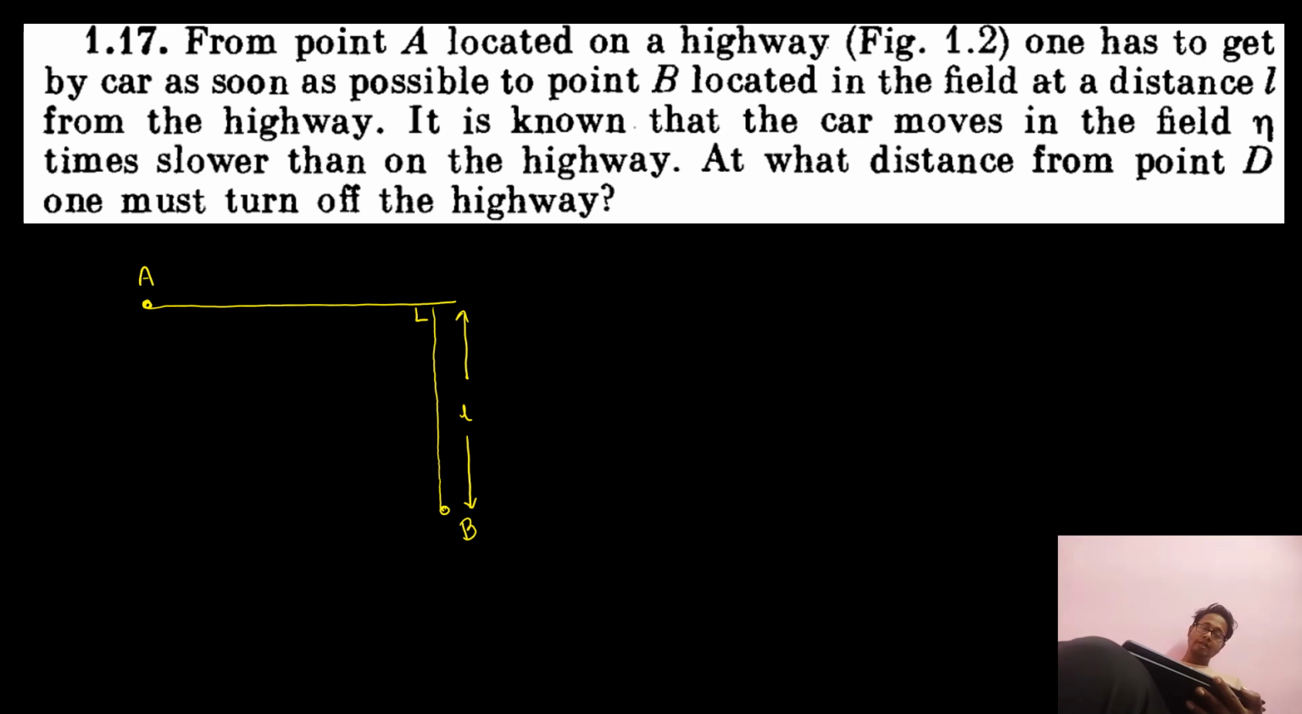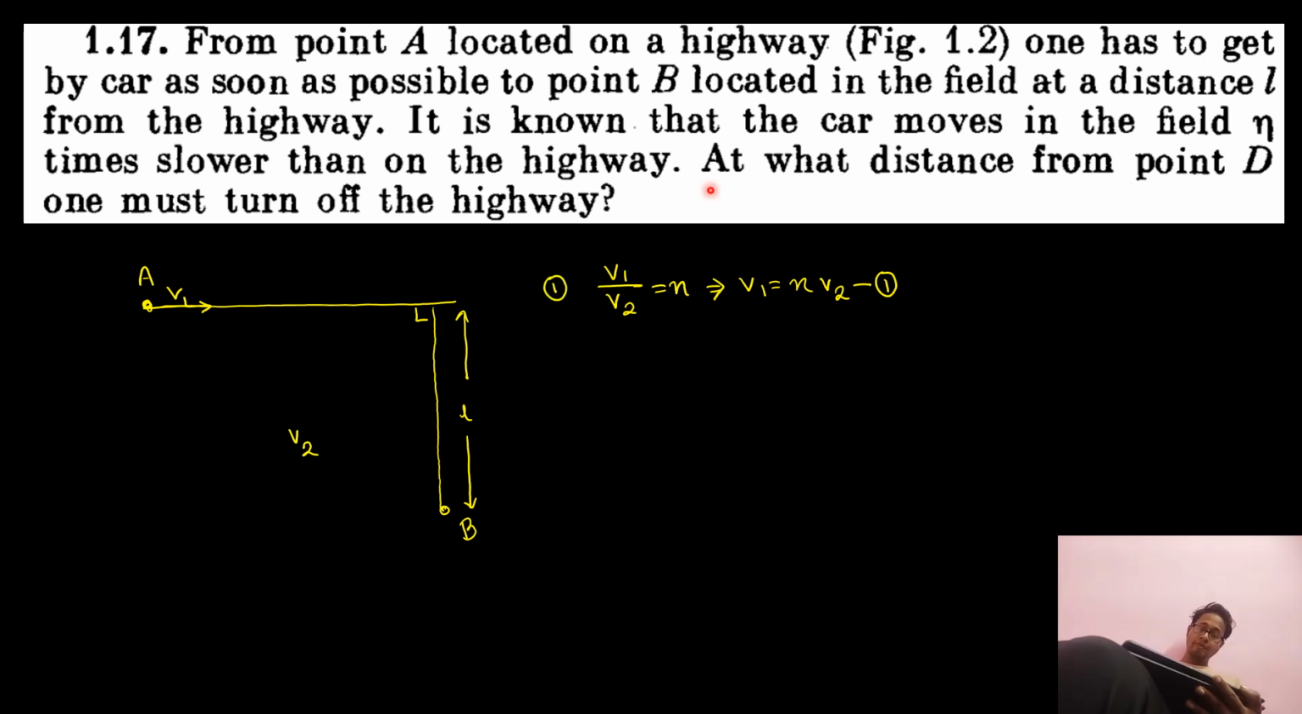It is known that the car moves in the field n times slower than on the highway. So out here, if the velocity is v1, and on the field the velocity is v2, then we know that v1 by v2 is equal to n, or the car moves slower in the field than on the highway, or v1 is n times faster than v2. This is equation number one.